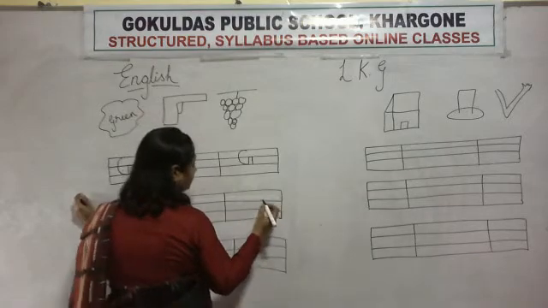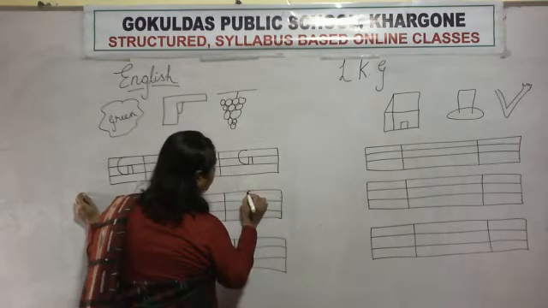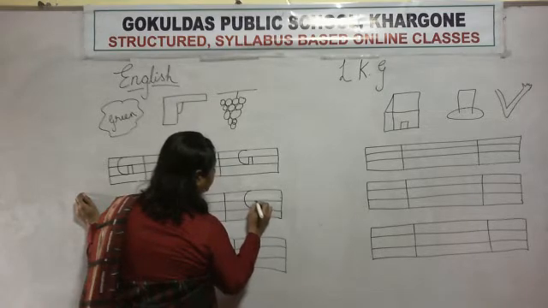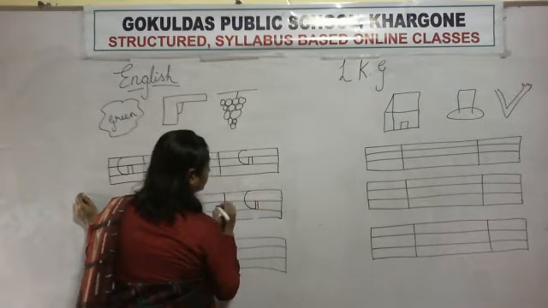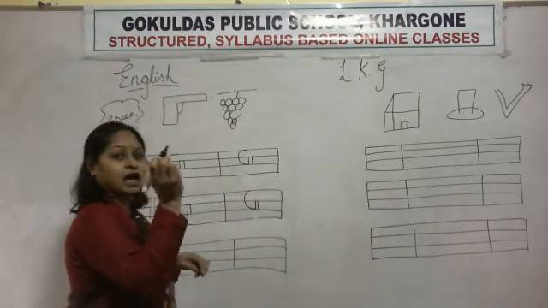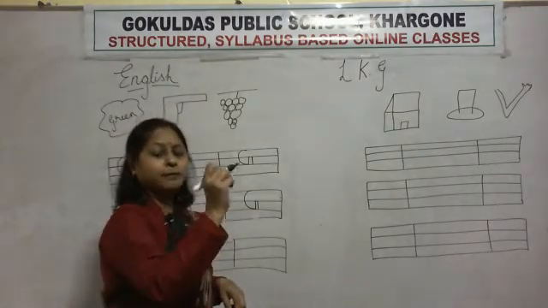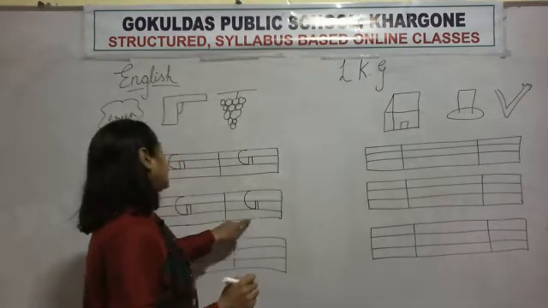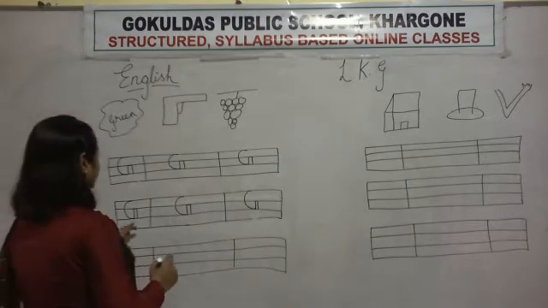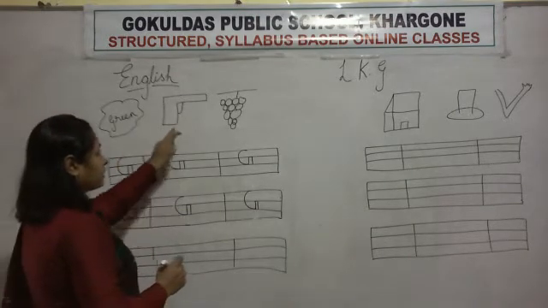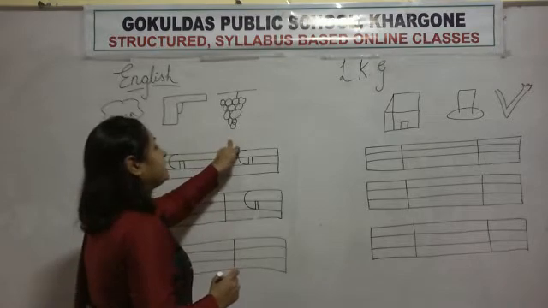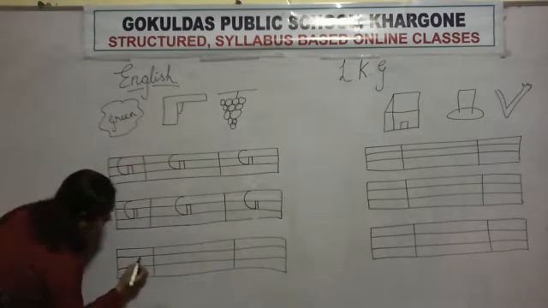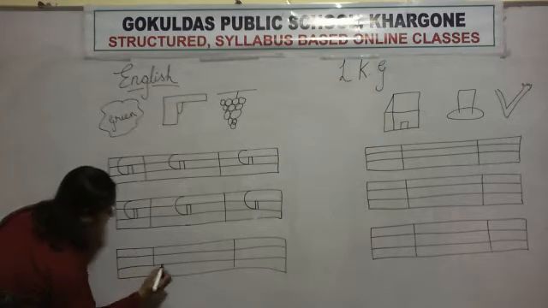Okay. Again, half curve, up, sleeping line, down. G. Half curve, up, sleeping line, down. Okay. G. Which letter is this? G. G for green, G for gun, G for grapes, G for girl. Look here. You have to write neatly.